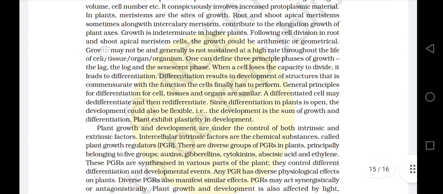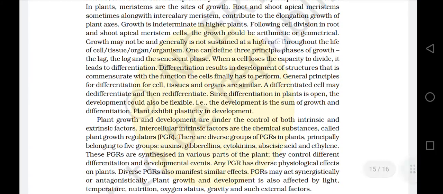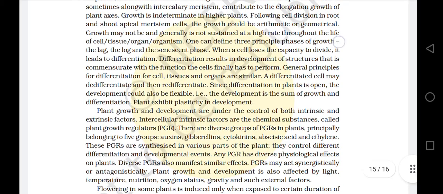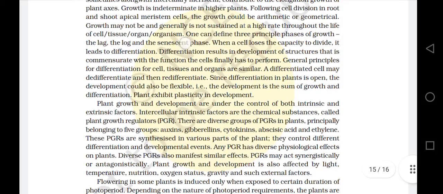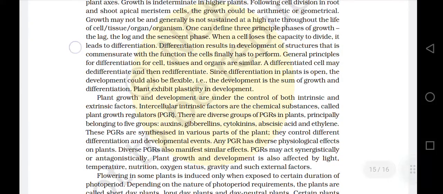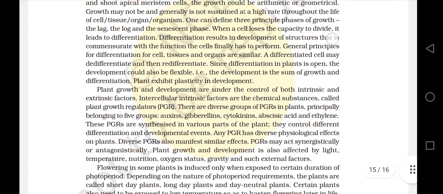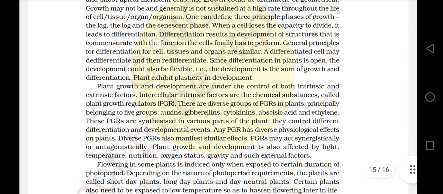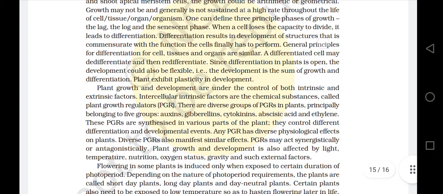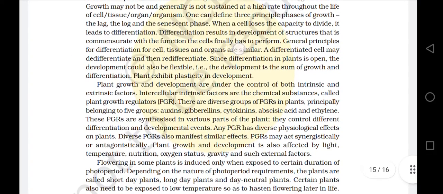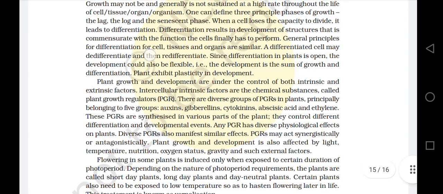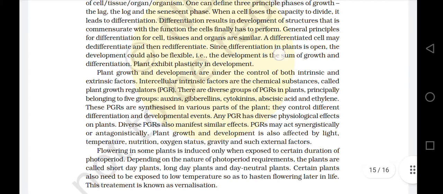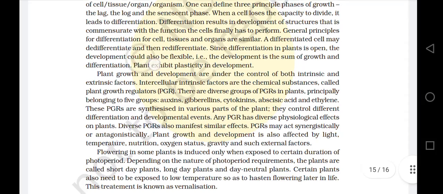Arithmetic or geometrical growth may not be, and generally is not, sustained at a high rate throughout the life of a cell, tissue, or organism. One can define three principal phases of growth: the lag, the log, and the senescent phase. When a cell loses the capacity to divide, it leads to differentiation. Differentiation results in development of structures that is commensurate with the function the cells finally have to perform. General principles for differentiation of cells, tissues, and organs are similar. A differentiated cell may de-differentiate and then redifferentiate. Since differentiation in plants is open, the development could also be flexible. That is, development is the sum of growth and differentiation. Plants exhibit plasticity in development.